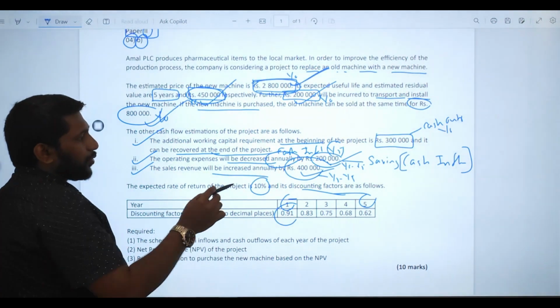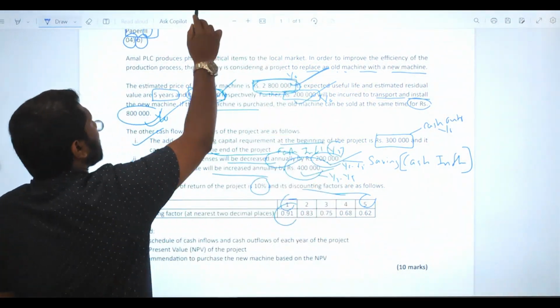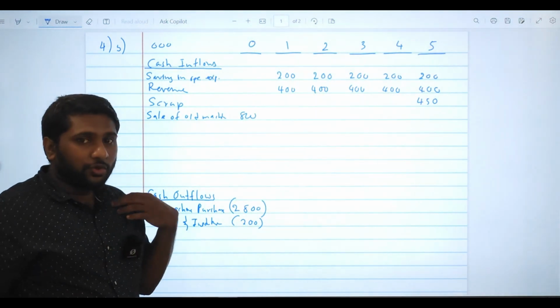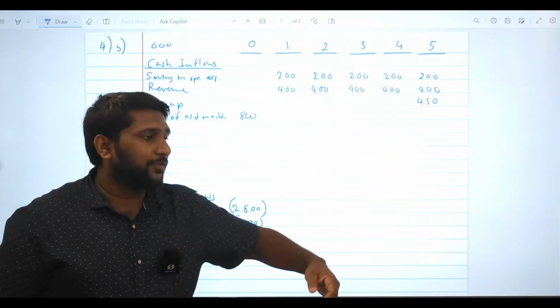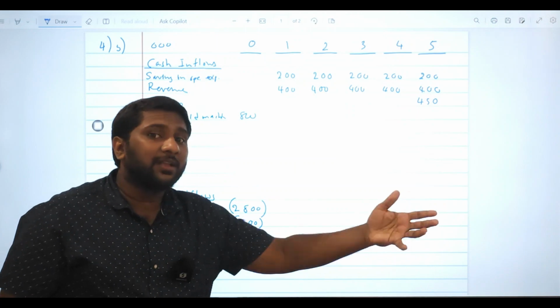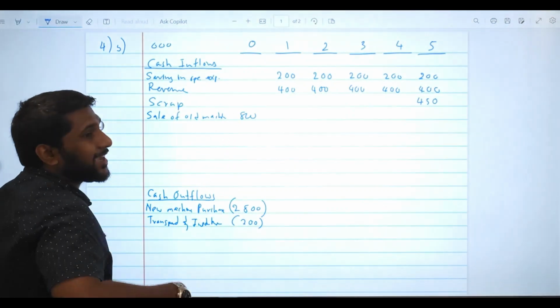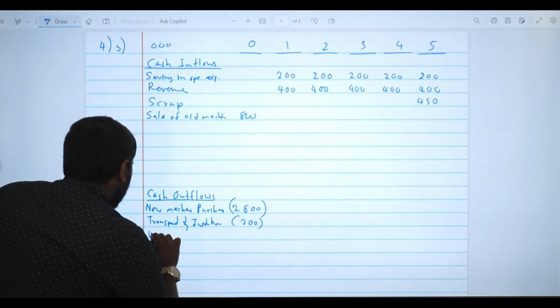We have to do the first adjustment. Additional working capital required at the beginning. As I told you, I am the person who is going to do the investment. I have to give money for the working capital purpose at the beginning of the project itself. So the cash is going to go out. Working capital.